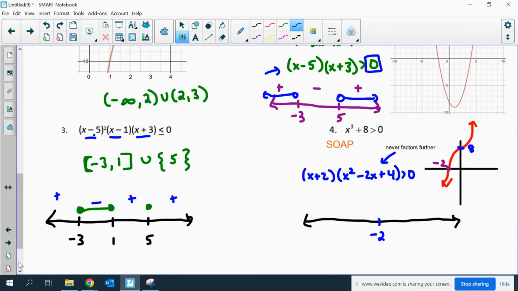Therefore, if I look at this problem, it's pretty obvious that on both sides of 5, I'm going to have a positive number because it's going to bounce at 5 if I graphed it. But these two would have switches in signs because they do not have squareds. So that's something that is hopefully pretty logical. So my answer is negative 3 to 1 with brackets union 5.